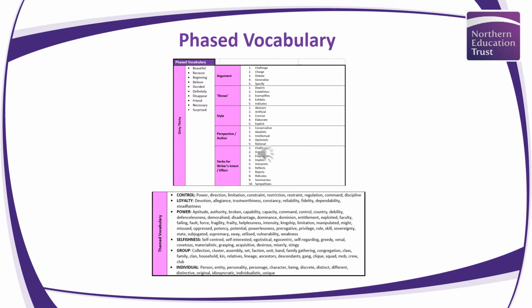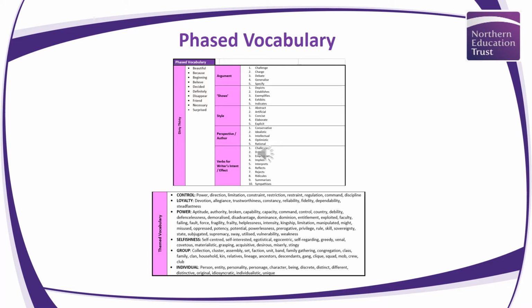Also moving on to our reading analysis words. So for example, for argument, shows, style, the perspective of the author, verbs for the writer's intent and effect. We've got a variety of vocabulary that we're allowing to develop on previous vocabulary. So again, we're giving the students the opportunity to have that breadth of vocabulary so they can use that towards their GCSEs. Moving on to the themed vocabulary.